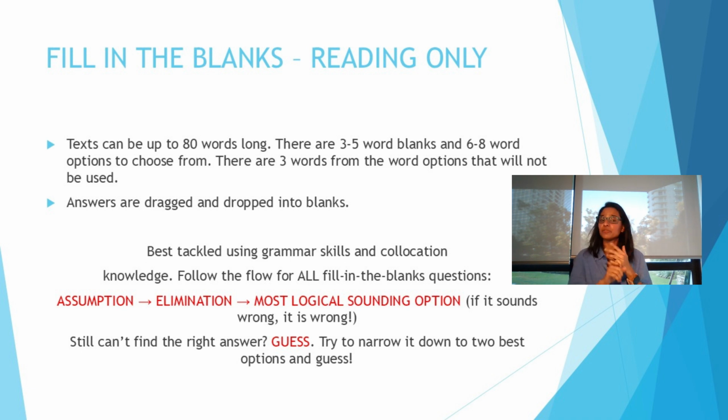If you can't immediately find the answer based on your assumption, then you move on to elimination. Now, what does elimination mean? You're looking at these options and you go, that option is definitely 100% wrong. We are going to remove it from our list. Next. Then once you've eliminated all the others, you go to the most logical sounding option. I want you to reread the whole sentence with a chosen option from the bottom. Fit it in and read it to yourself.